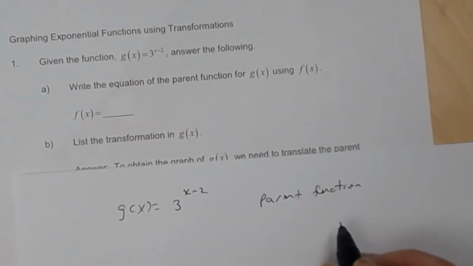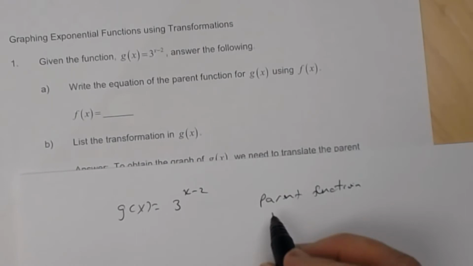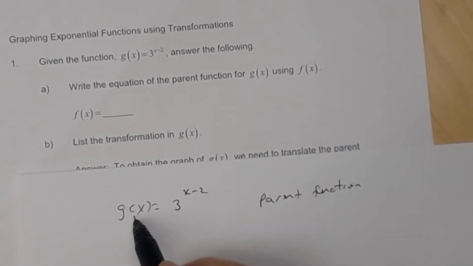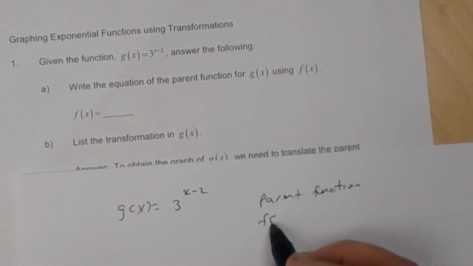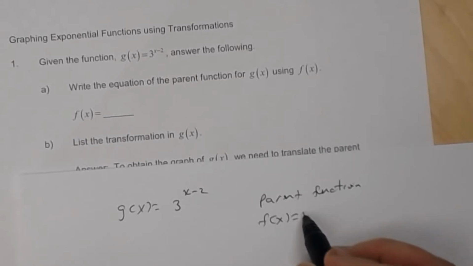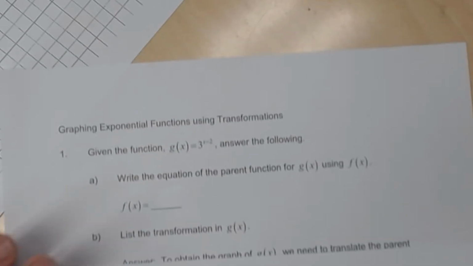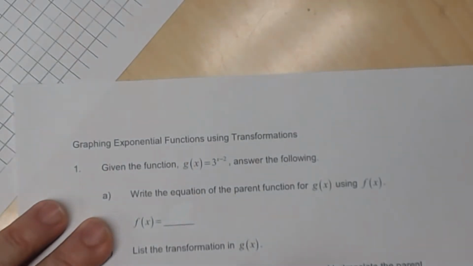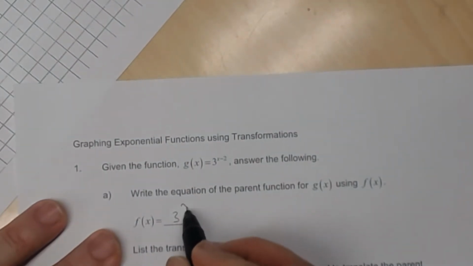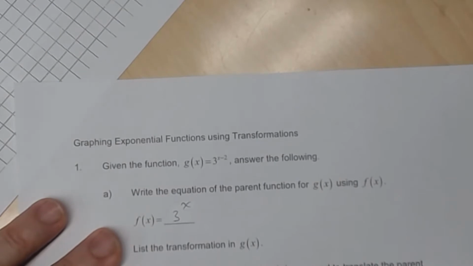Remember, these are exponential, so we're talking about the parent function of an exponential function. And you've got to use a different name. So this is g of x, and we're going to call the parent function f of x, which is the base, which is 3 here, always raised to the x power. So the base raised to the x power, that's your parent function. So in part A, you're going to say f of x equals 3 to the x.